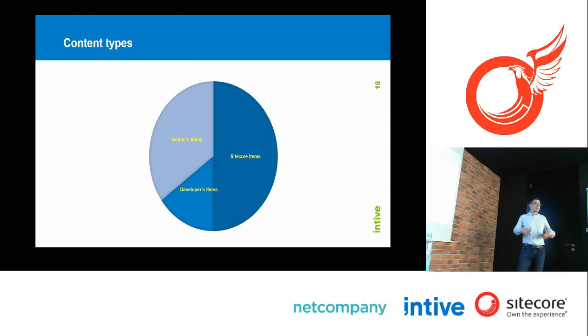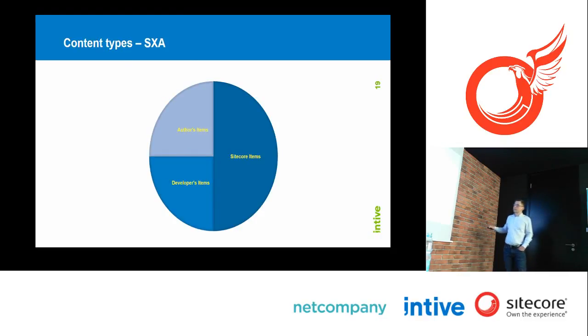Now, since SXA is configurable mostly within Sitecore, this proportion is different, and the border here is very fuzzy. So we don't have a clear distinction of the developers' items versus authors' items. The difference is that the developer items should be versioned in our Git repository and uploaded to Sitecore once we do the release. And the author items is basically content, so it's pages and stuff authors add while they work with the site.